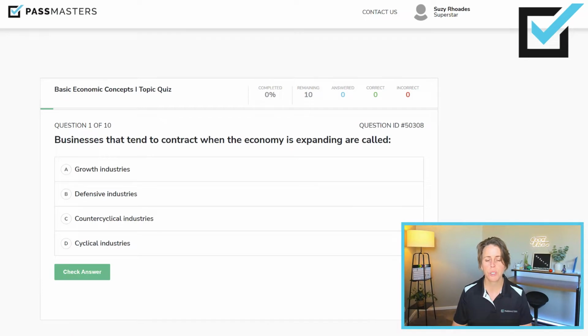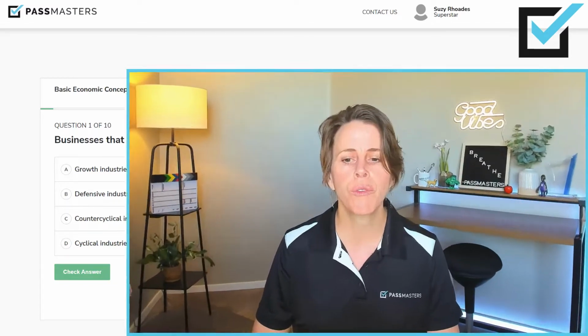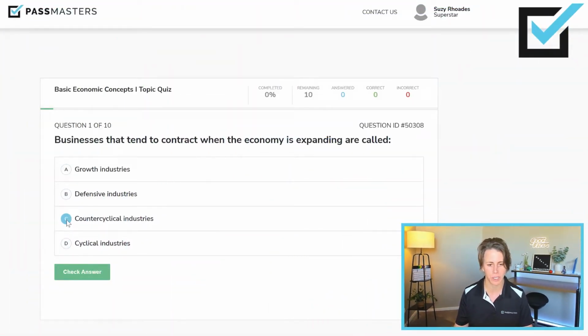Businesses that tend to contract when the economy is expanding are called, choices include growth industries, defensive industries, counter-cyclical industries, or cyclical industries. So if the economy is growing and it's a cyclical industry, it would be growing too. But in this question, it says that these businesses are contracting when the economy as a whole is growing. Sounds a little bit backwards. Those are called counter-cyclical industries.